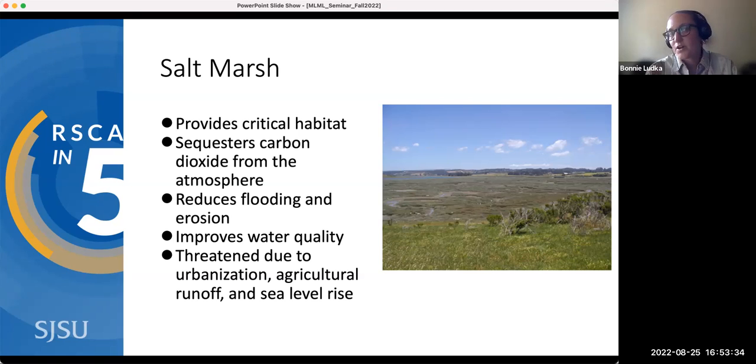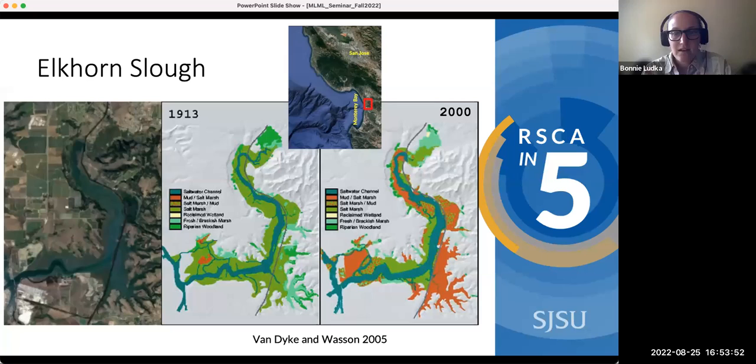As you all know, salt marsh is important because it provides critical habitat, sequesters carbon dioxide from the atmosphere, reduces flooding and erosion, and improves water quality. Salt marsh habitat is threatened due to urbanization, agricultural runoff, and sea level rise. In Elkhorn Slough, quite a bit of salt marsh habitat has been lost over the years. This is an image from Van Dyke and Wasson showing the salt marsh as that brightish green color, and you can see that much of that was reduced between 1913 and 2000.